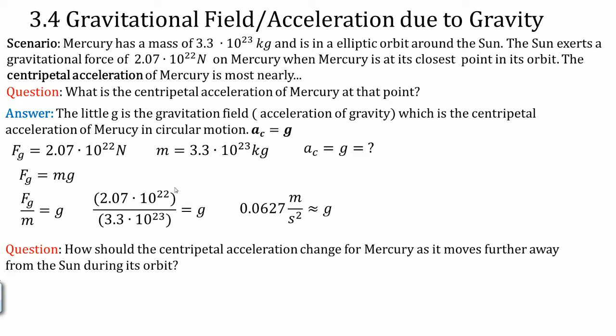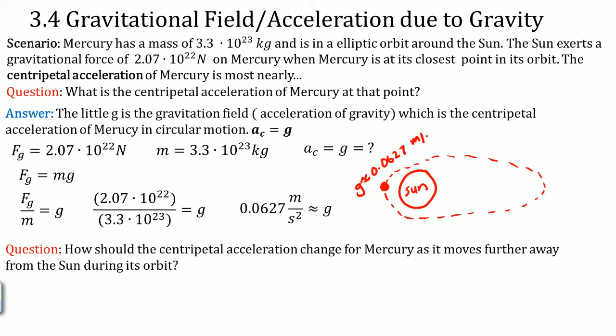This is the gravitational field, which is the centripetal acceleration of Mercury when it is in circular motion around the Sun. The question asked, how should the centripetal acceleration change for Mercury as it moves further away from the Sun during its orbit? Let me give you a visual to help you out. Here is the Sun. Mercury is right here in its orbit, and it has an elliptical orbit. At its closest point here, we have a g value that is approximately 0.0627 meters per second squared.